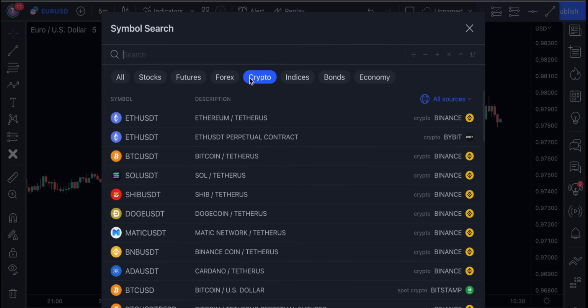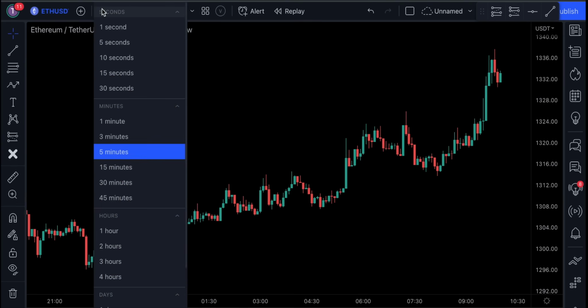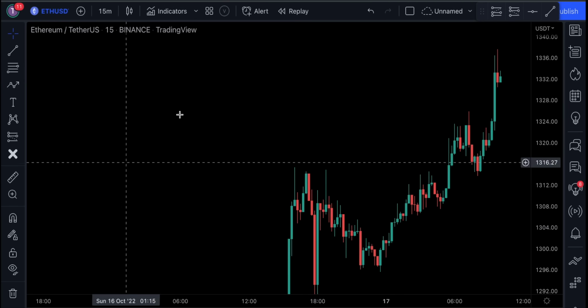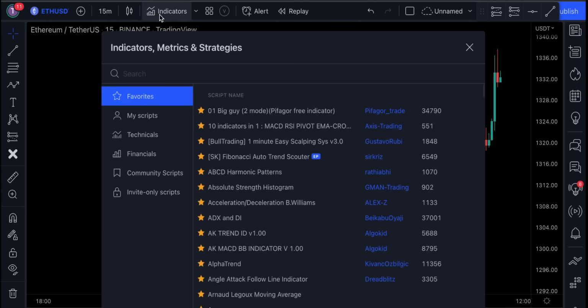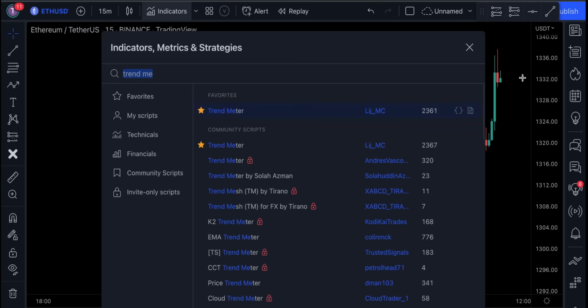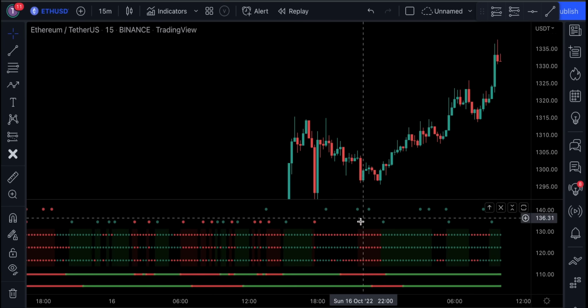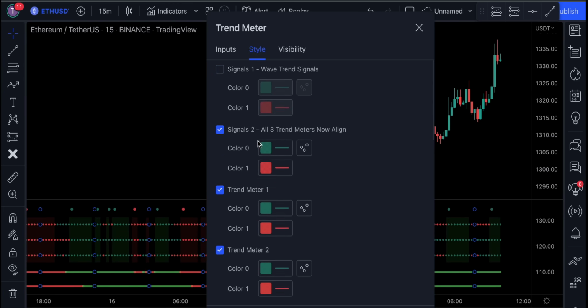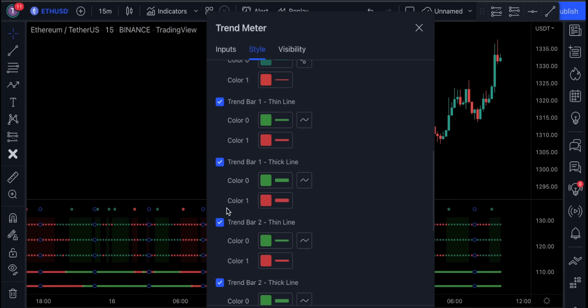This system works pretty much on all crypto coins. It's recommended to set the time frame to 15 minutes and above. Okay, now let's build our crypto strategy step by step. So for the first indicator, let's add the trend meter. Let's access its settings. And in the star section, you want to get rid of the signals one. Also, let's change these two bottom lines to circles.